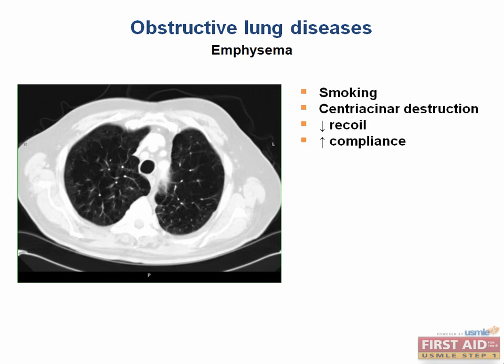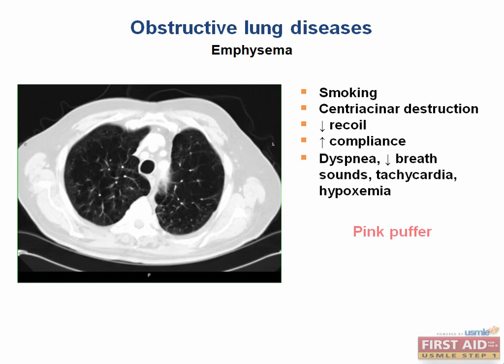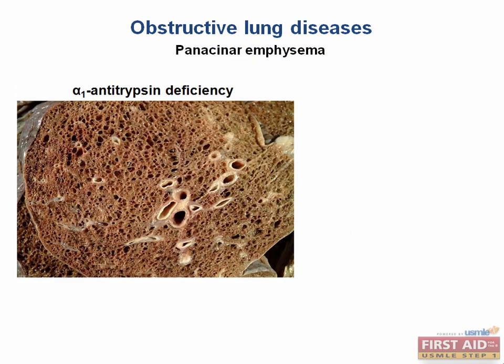So, with smoking, you get this characteristic destruction of airways and the terminal bronchioles, classically called centriacinar, before spreading peripherally. This leads to decreased recoil and increased compliance in the lungs, often presenting with decreased breath sounds, tachycardia, early onset dyspnea but late onset hypoxemia, and eventually wasting. The pink puffer look comes from the effort to puff through pursed lips to increase airway pressure and prevent airway collapse during exhalation.